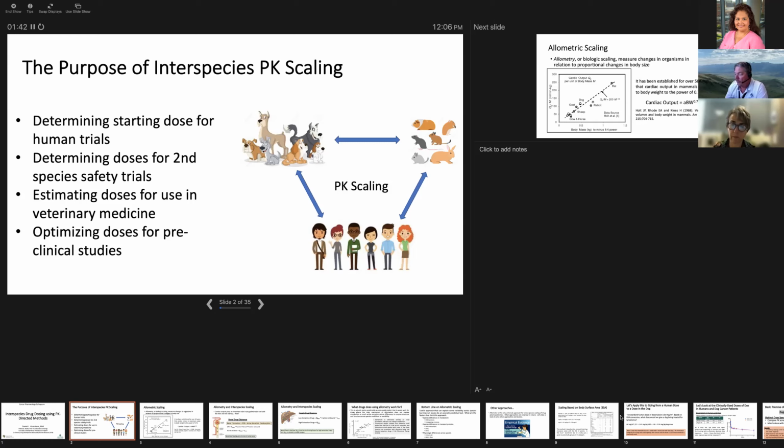And so you have to start with some type of scaling, because it's not like there was a registration trial done in dogs for that drug. So your dosing estimation has to come from somewhere. And I'm going to focus on this today, because we do a lot of this.